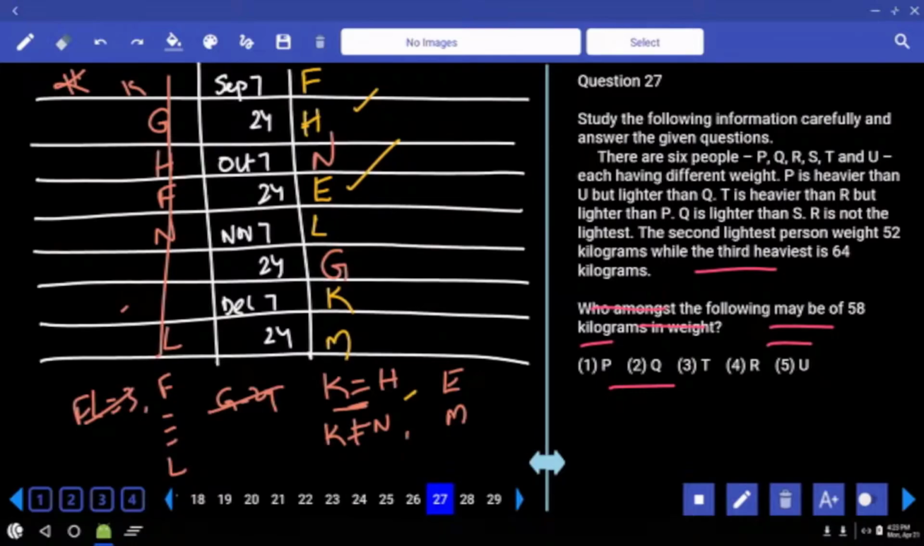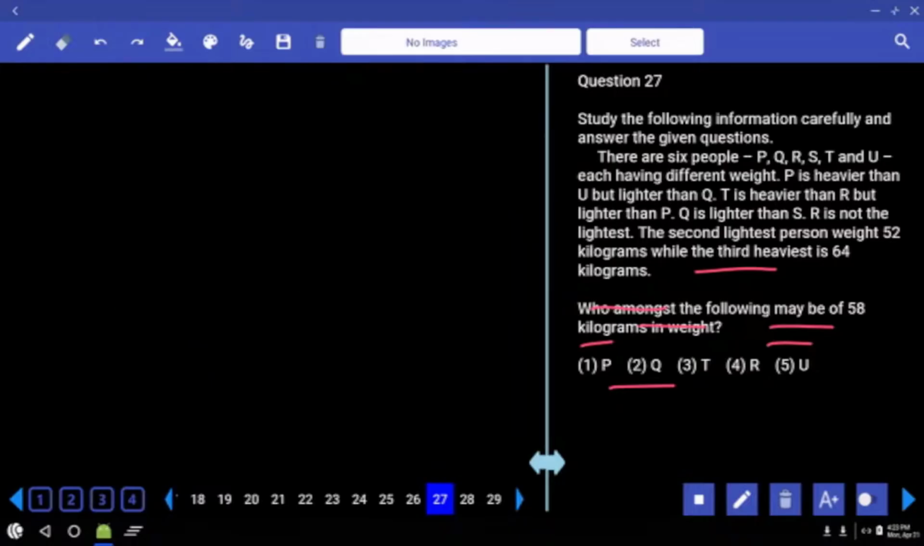Then 27 to 29. 27 to 29, first or the second priority? Definitely first priority. 27 to 29, first priority. Now in this first priority, how many people are there? 6 people. Now they are being compared in weights. Comparisons always under the first priority.